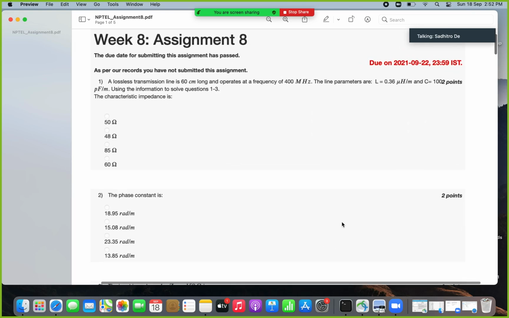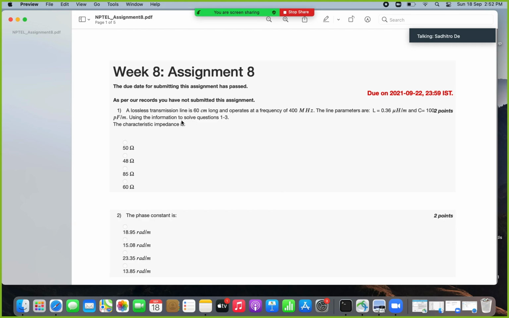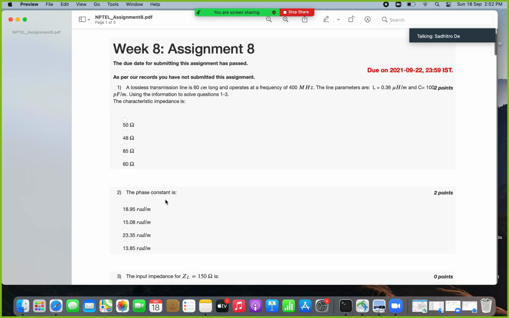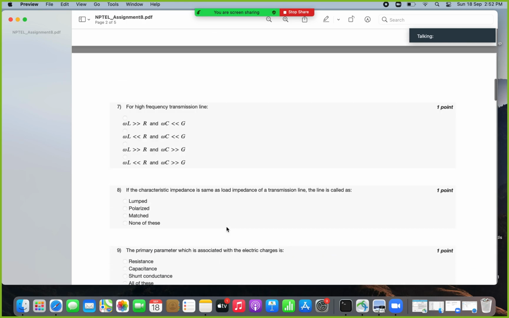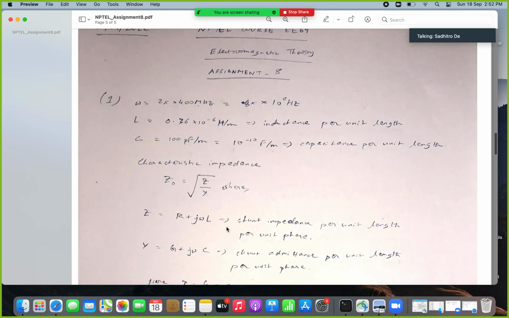So this is what this assignment basically talks about, what kind of losses can occur in general in case of transmission lines. In the first question, it says that there is a lossless transmission line whose length is 60 centimeters and it operates at a frequency of 400 megahertz. The line parameters: the inductance per unit length is 0.36 microhenry per meter and capacitance is 100 picofarad per meter. Using this information, we have to find the characteristic impedance, the phase constant, and the input impedance when the load impedance is equal to this.